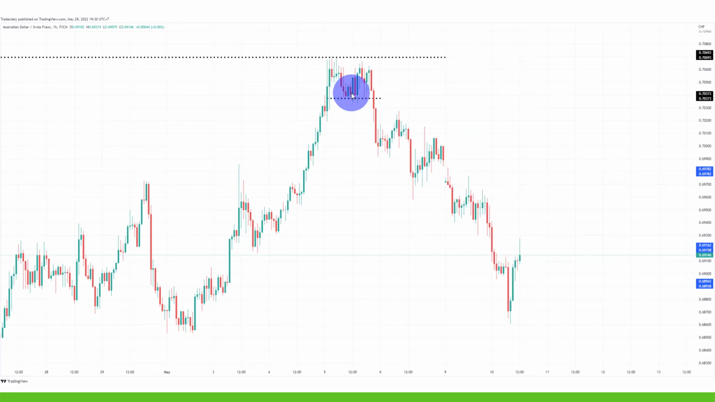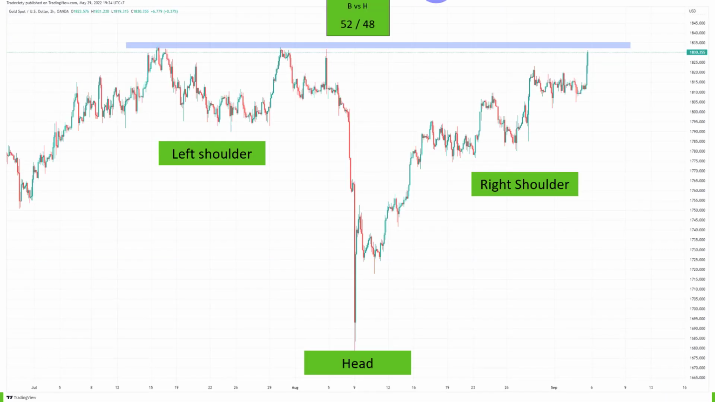And so a very interesting situation once again. So now we are starting with an inverse head and shoulders pattern. We have the left shoulder, we have the head here at the bottom with a strong rejection, and then the right shoulder here.